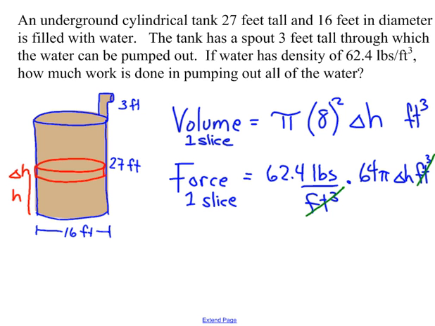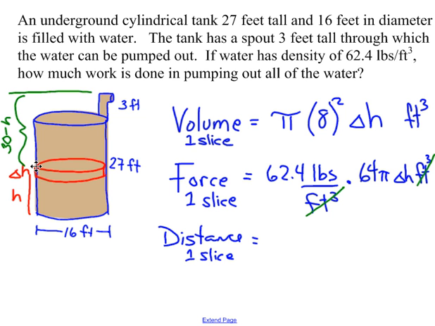Now to figure out work, we know that we have to take force times distance. So we need to figure out the distance that one slice is going to have to travel. And so we go back to our diagram and we see that our slice is right here, has to go all the way to the top of the spout. So we're going to be looking at pumping that slice that distance. And so if we take the height of the tank plus the spout, we get 30 feet. And so this distance right here is going to be 30 minus h. And so our distance is 30 minus h, and that'll be measured in feet.